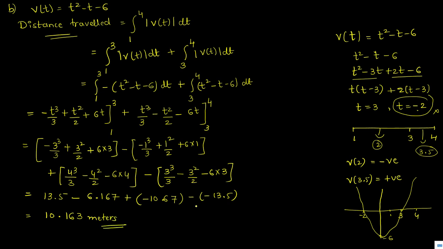So the thing to always remember is, when you find the distance traveled, we need to factorize the given velocity function and check where the function is negative and where it is positive. Wherever you get a negative value of the function, in that interval we are going to multiply the function by a negative sign. Wherever you get it as positive, we keep the function as it is and then proceed with the integration.